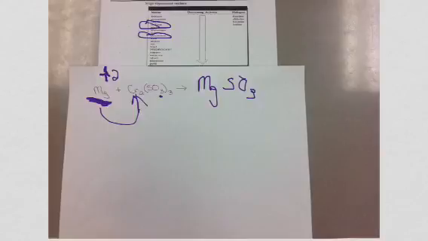And then you balance out your charges. So magnesium's a +2. Sulfate's a -2. That means they cancel, so we don't have to do anything with charges. Then you put your plus sign and you kick out your other element.